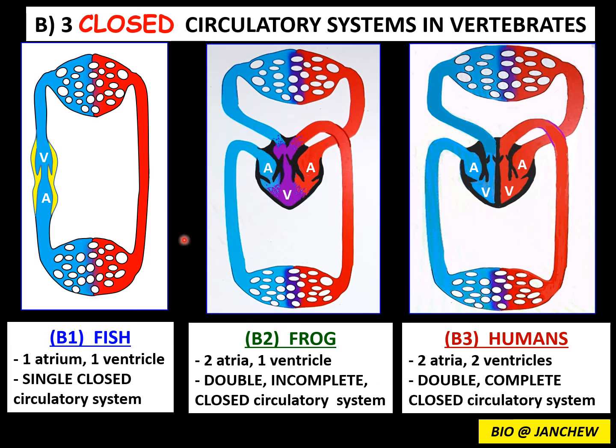The interesting thing is that as we study the circulatory system in the fish and then the frog and the humans, we will find that there's a gradual improvement in the circulatory systems. And humans have the best circulatory system. Humans and mammals have the best circulatory systems of all the organisms here.